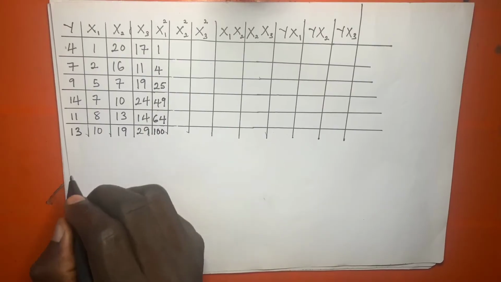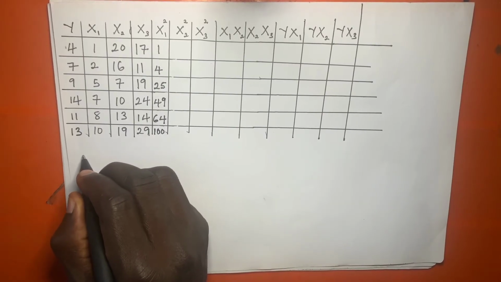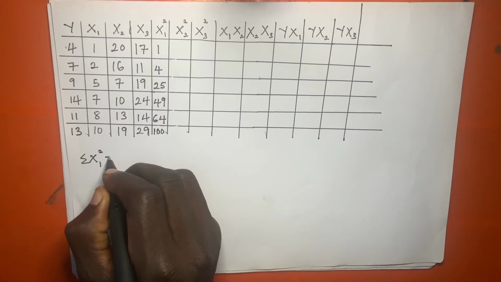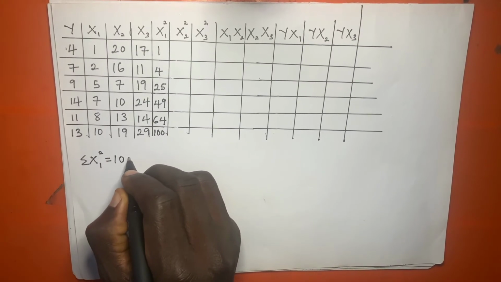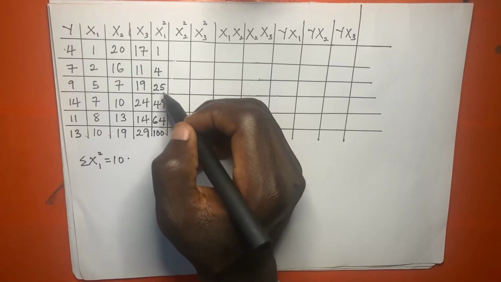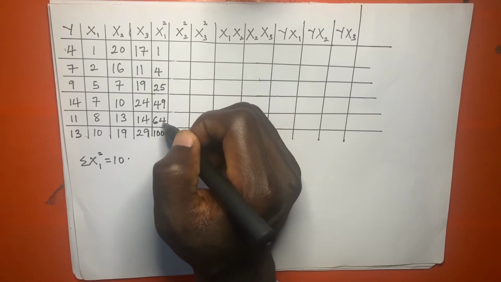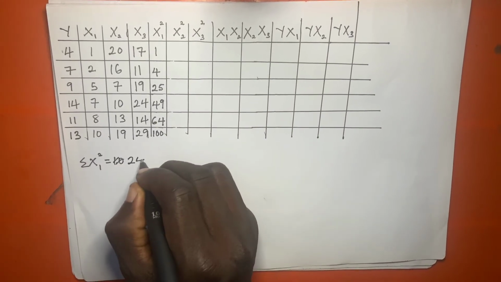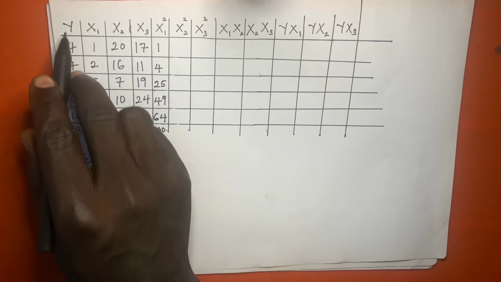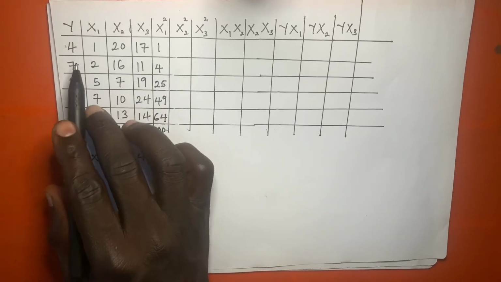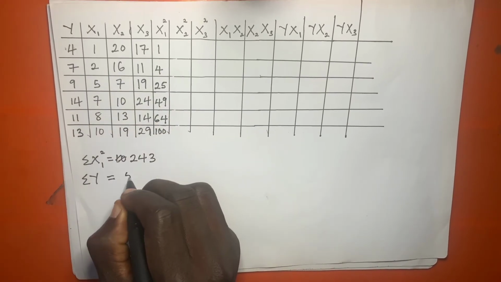Therefore, from here we said summation x1 square equals 100. So if we add all of this up together, we have 1 plus 4 plus 25 plus 49 plus 64 plus 100. So therefore, this is going to give us 243. Summation y, if you add up all of this value, 4 plus 7 plus this will give us 58.